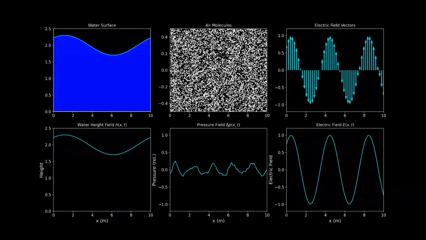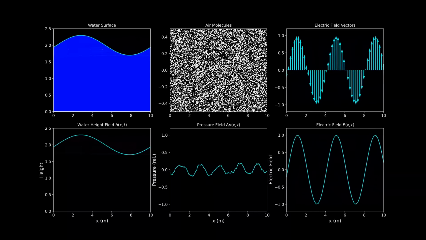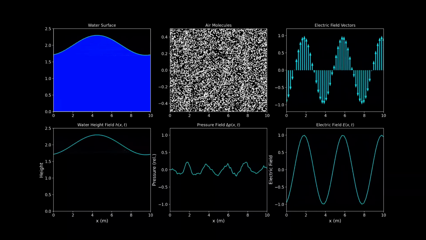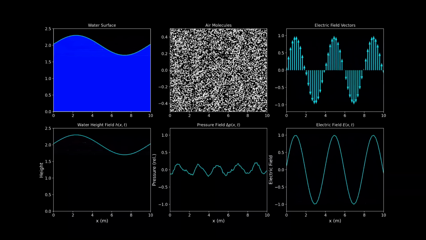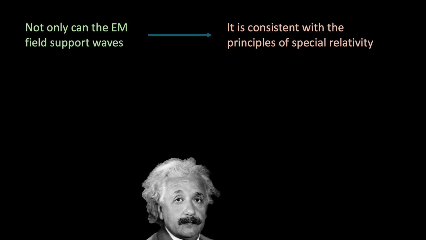And finally consider an electromagnetic wave. Here the electric field oscillates, but there is no underlying medium. The field is a fundamental entity that exists throughout space and time. Its oscillations are not the motion of something deeper. The field itself is what is waving. And here is something truly profound. Not only can the EM field support waves, it does so in a way that is consistent with the principles of special relativity. In fact, this is exactly how Einstein's theory of relativity was born.